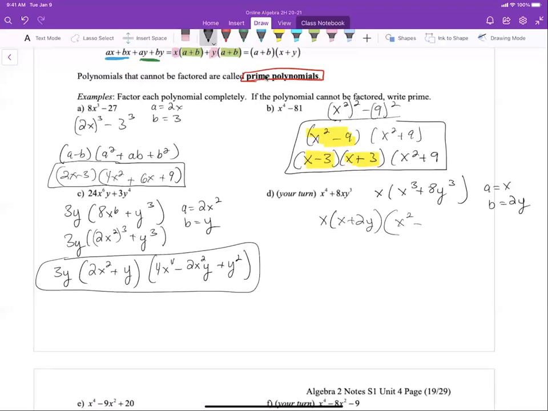Switch the sign, so minus 2xy, that's a times b, plus b squared, so 4y squared. Am I done is the question. We know for a fact that this won't factor anymore, and yes, I am done.